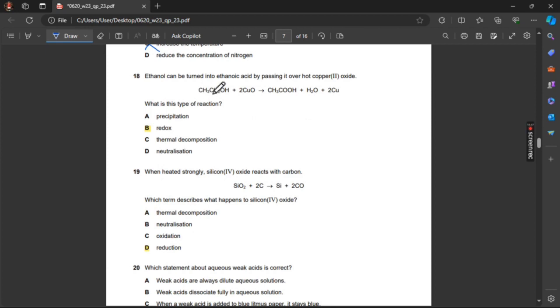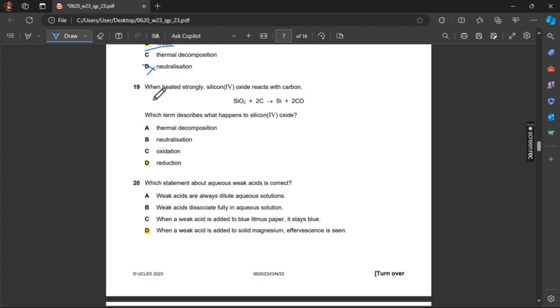18th question. Ethanol can be turned into ethanoic acid by passing it over hot copper 2 oxide. What is this type of reaction? It's not precipitation reaction, so let's remove A. It's not neutralization reaction because there is no base and acid. It's redox reaction because we can see there is a loss of oxygen, and so the copper is reducing in that reaction by losing oxygen and gaining electrons, so it's a redox reaction. The correct answer is B.